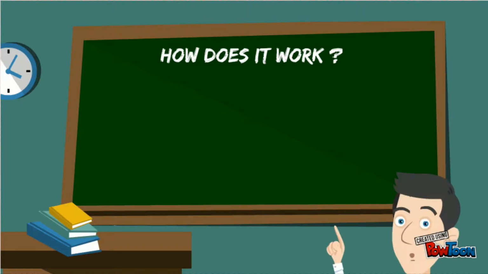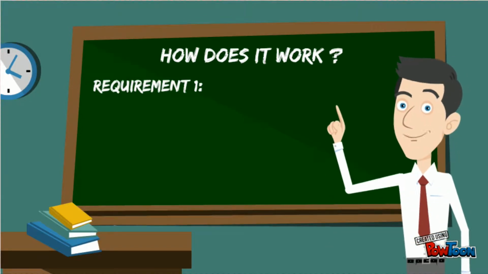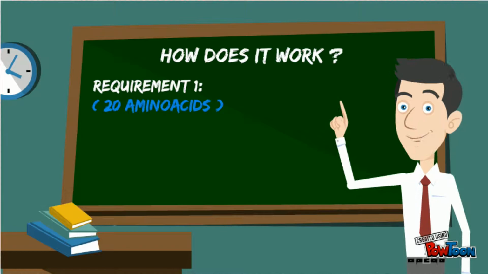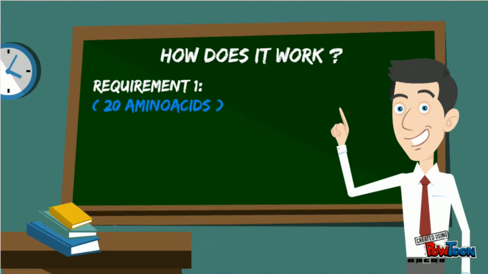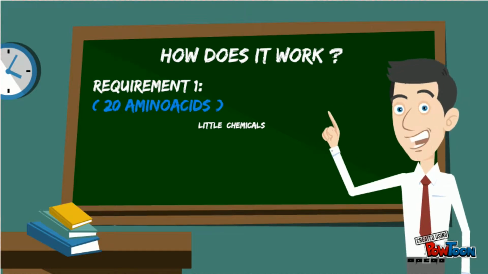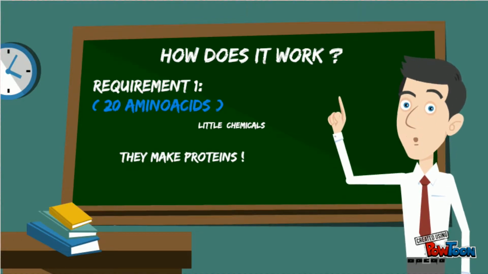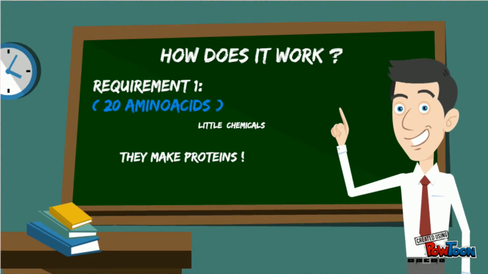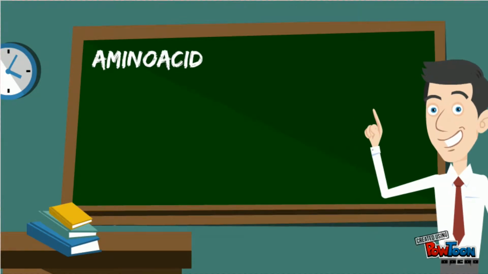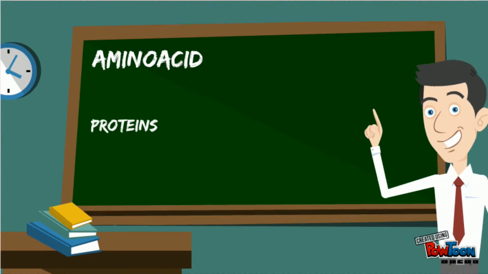To answer these questions, let's talk about amino acids. There are 20 amino acids, each with its own shape. They're like little chemicals. The important thing is that they can attach together like Legos and produce a lot of particles called proteins. Amino acids attach together and make proteins.